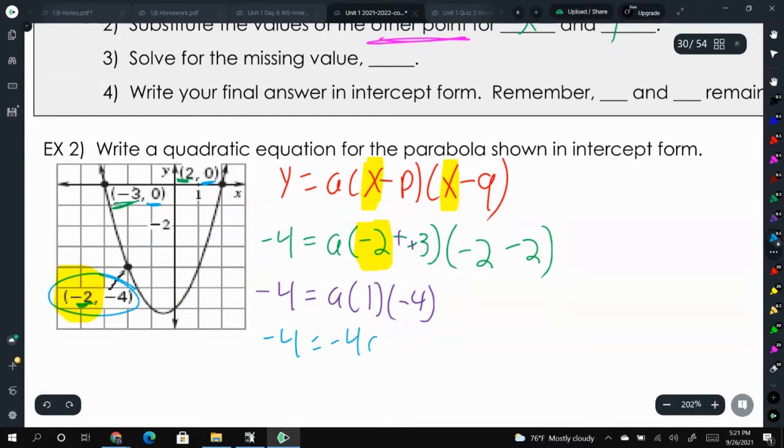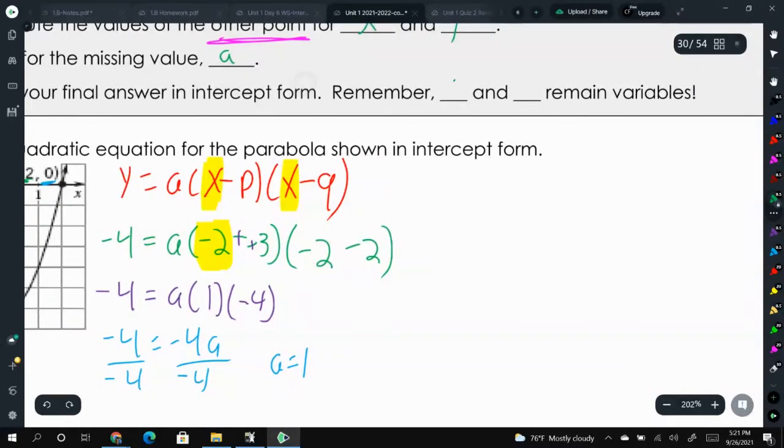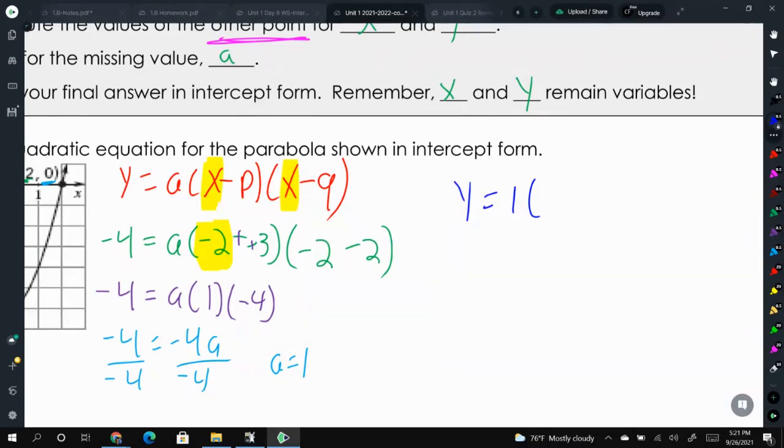Negative 4 equals negative 4a. And when you divide both sides by negative 4, a is equal to 1. So we solve for that missing a value. And remember, x and y will remain variables when we rewrite this. So y equals 1. And you don't have to write that invisible 1. You can if you want.